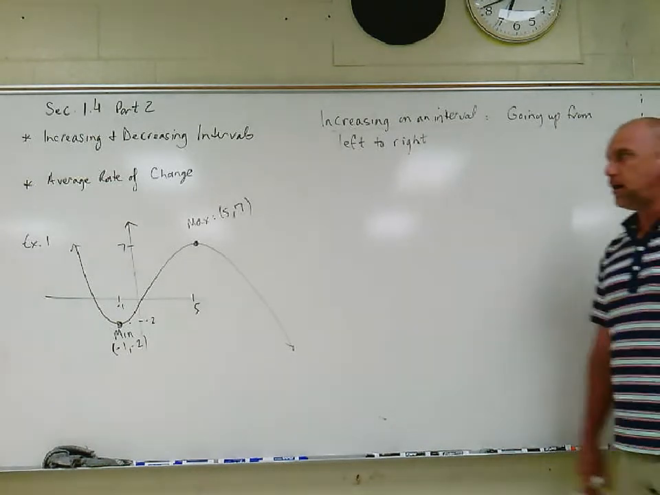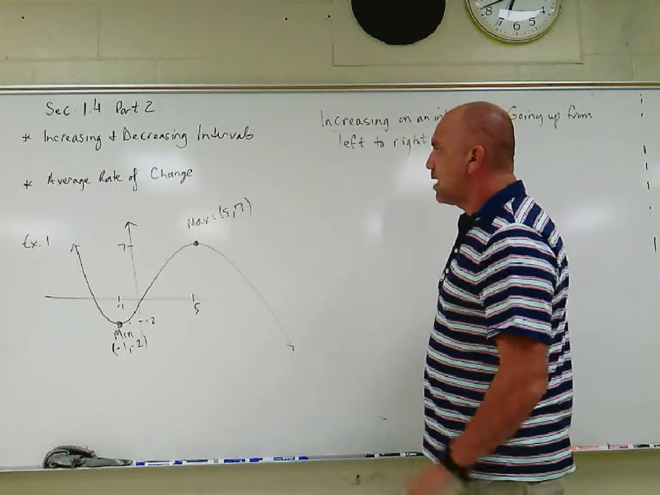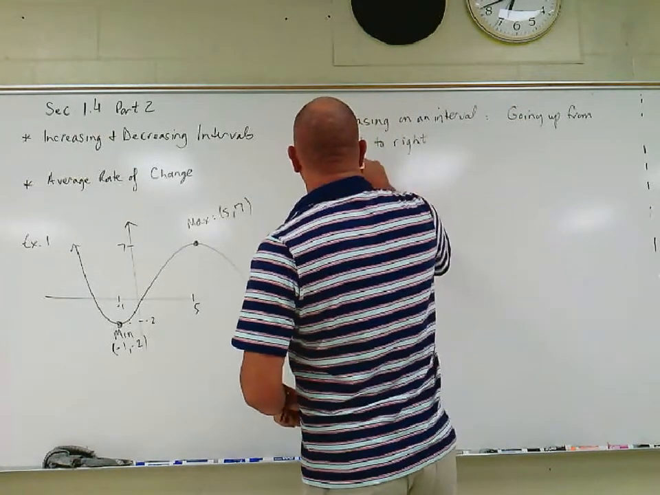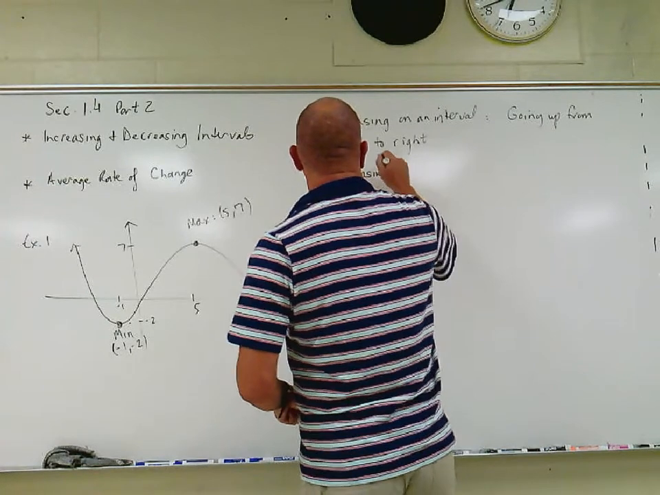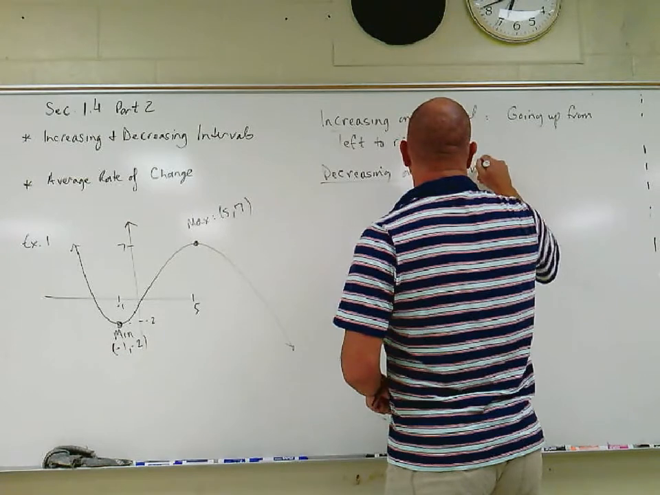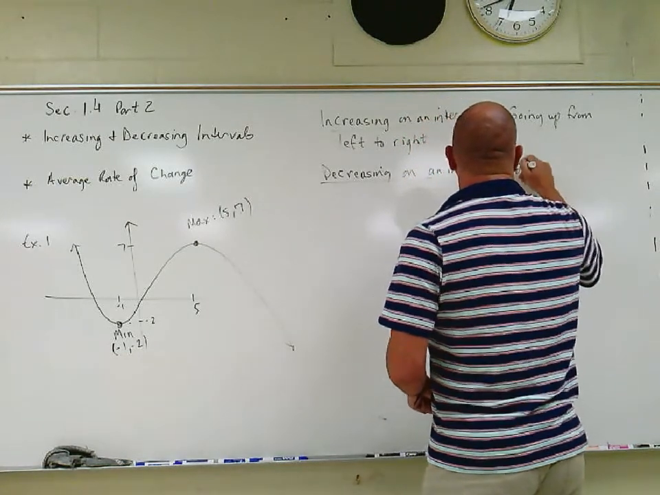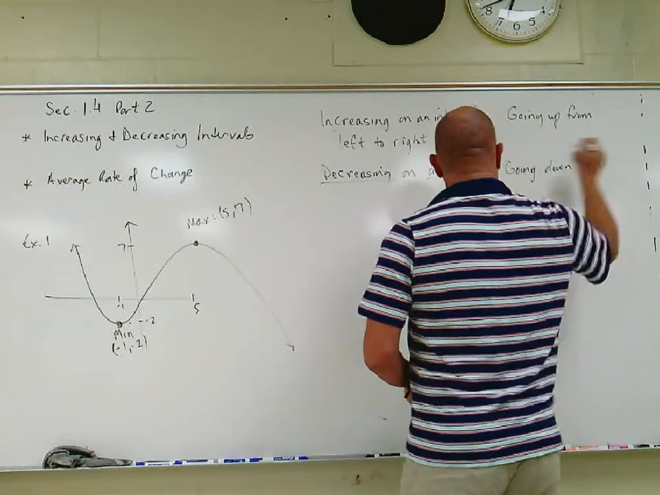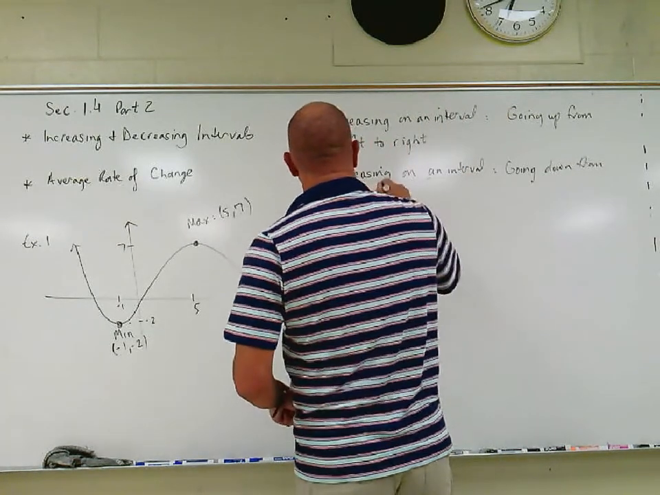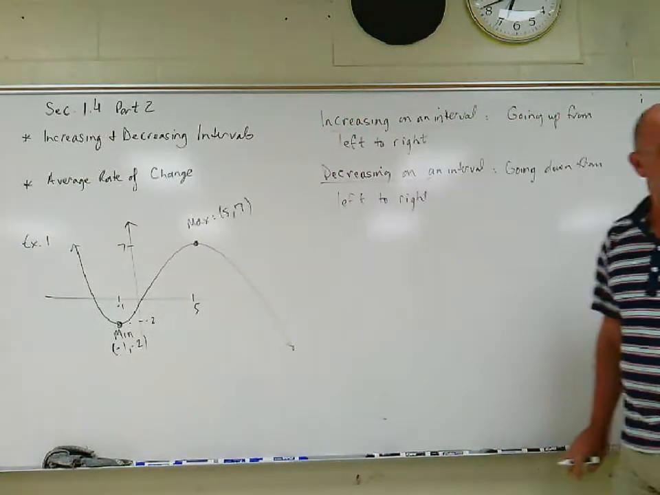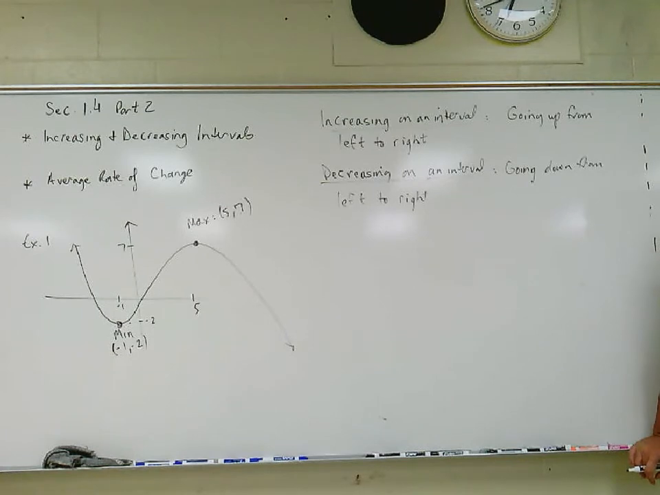All right. So now what you're going to do is, well, let's define decreasing real quick since we did increasing. What's decreasing? It's the opposite. Yeah, just say going down from left to right, right? So we'd say going down from left to right. The technical terminology would be, I mean, it sounds awful, but it's like as the x values are increasing, you could say the y values are decreasing, something like that.